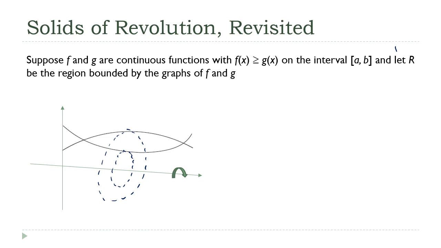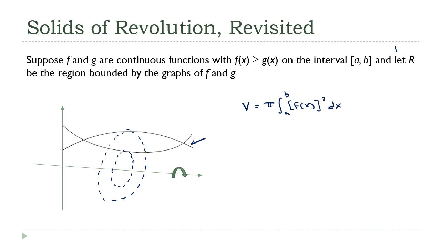So we're going to kind of rely on our disk method here. If we use the disk method to find the volume generated by revolving the upper curve, and then subtract from that the volume generated by the lower curve, we'll get what we're looking for. So what's the volume going to be then? According to our disk method, the volume generated by rotating the upper curve is going to be pi times the integral from a to b of f of x squared dx.